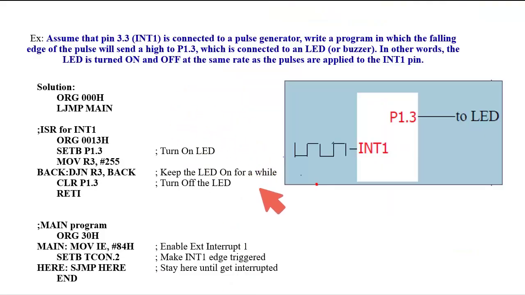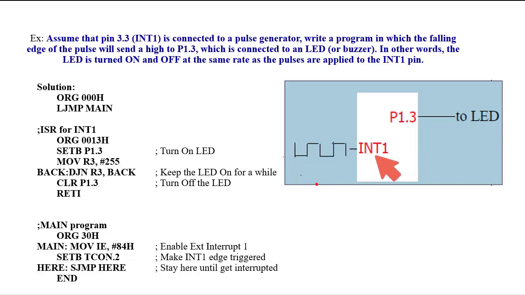This is one example using falling edge triggered interrupt. Assume that pin 3.3, this pin, which is INT1, is connected to a pulse generator. Write a program in which the falling edge of the pulse will send a high to P1.3. It means whenever there is a falling edge, at that moment P1.3 will be logic 1, which is connected to an LED or buzzer. In other words, the LED is turned on or off at the same rate as the pulses applied to INT1.